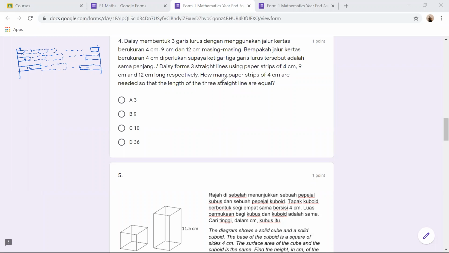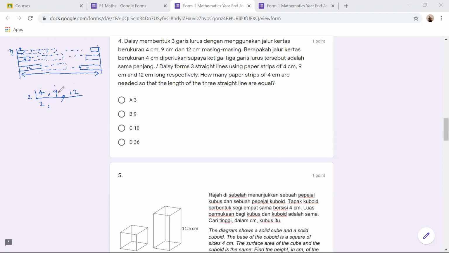So how many paper strips of 4 cm? It is the 4 cm that we want to find out, are needed so that the length of these three straight lines are equal. So in that case, find the lowest common multiple. Just put 4, 9, 12 side by side and carry out the repeated division. Are you okay with the understanding of the question?